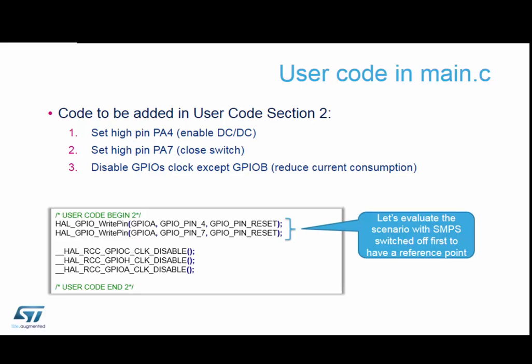And the explanation is that I would like you first to evaluate the scenario without SMPS. That's the reason why we are setting these pins low. We are disabling the SMPS. We are making sure that we will not use it, okay? This will be our reference point. And the three additional function calls are related to disabling of the clocks.